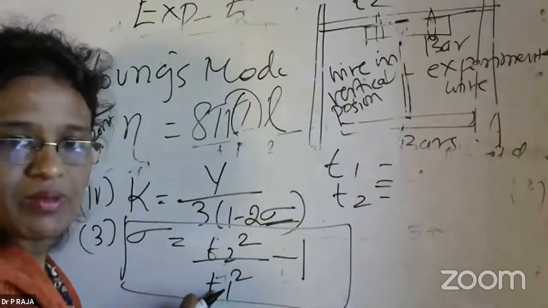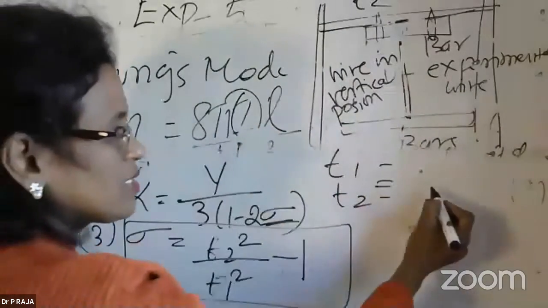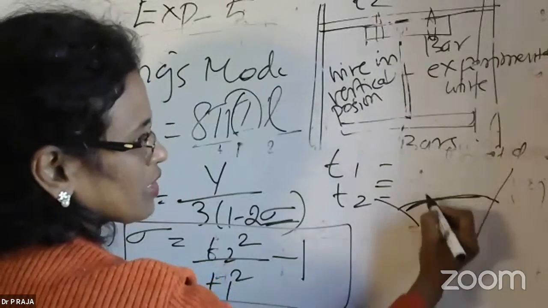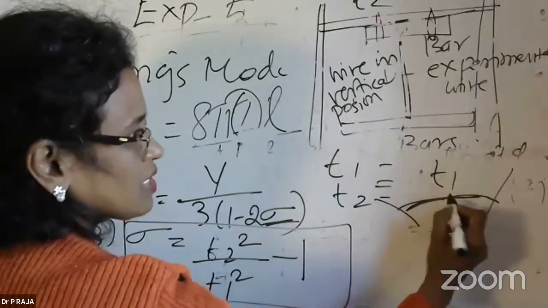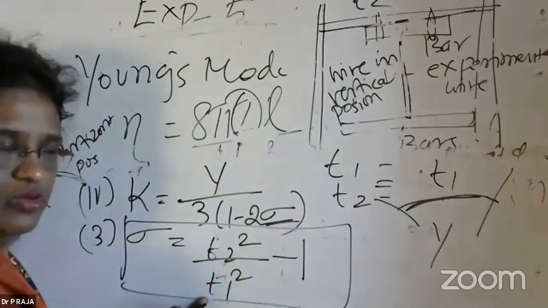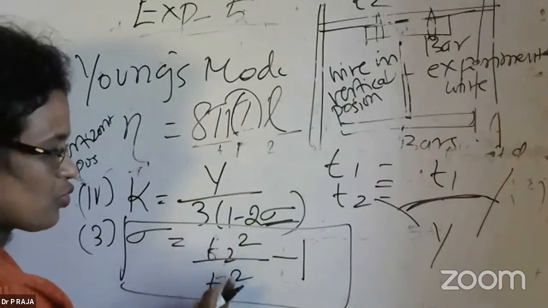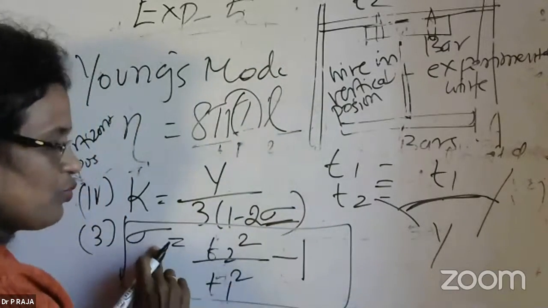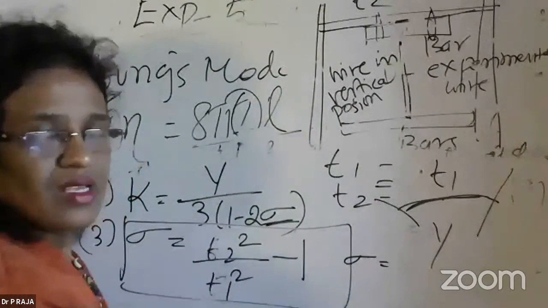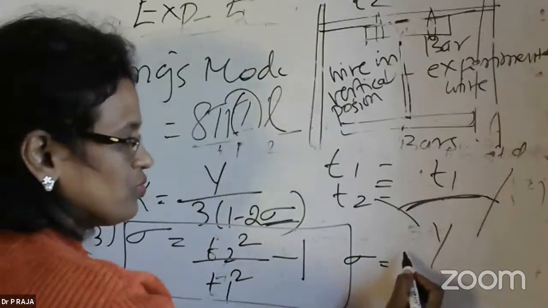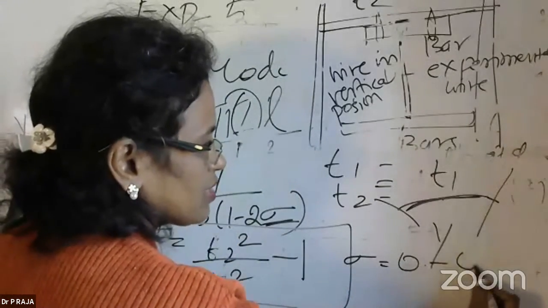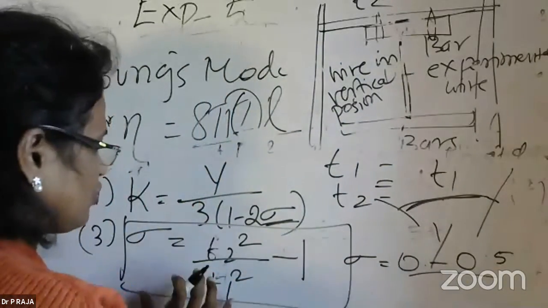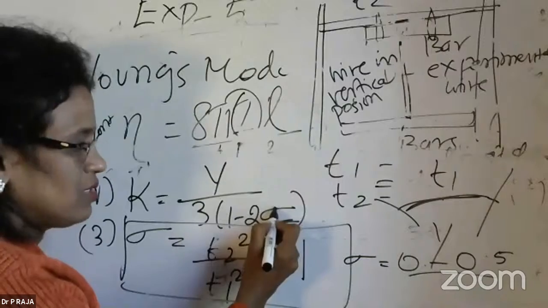And the previous experiment, when the wire is kept between these two, you will find the Young's modulus, isn't it? Time period T1, you will note it out. That you put over here, and then square, and then subtract 1. In this way, you will calculate the Poisson's ratio. This value can vary from 0 to 0.5, so some value in between you will get. That value you keep, substitute over here.